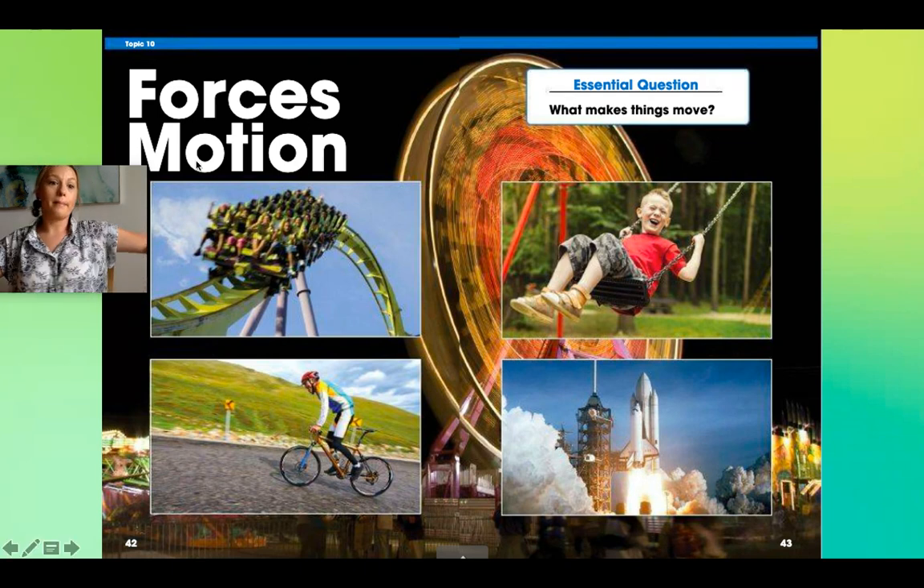And motion. Motion sounds like move, right? Both start with M, motion and move. So this is in motion. This roller coaster is moving, right? This bike rider and his bicycle are moving. They're in motion. This boy on the swing is moving. He is in motion. And a rocket ship that's blasting off is also in motion. So our big idea, ding, is what makes things move. And we know that that is forces, things that push and pull.